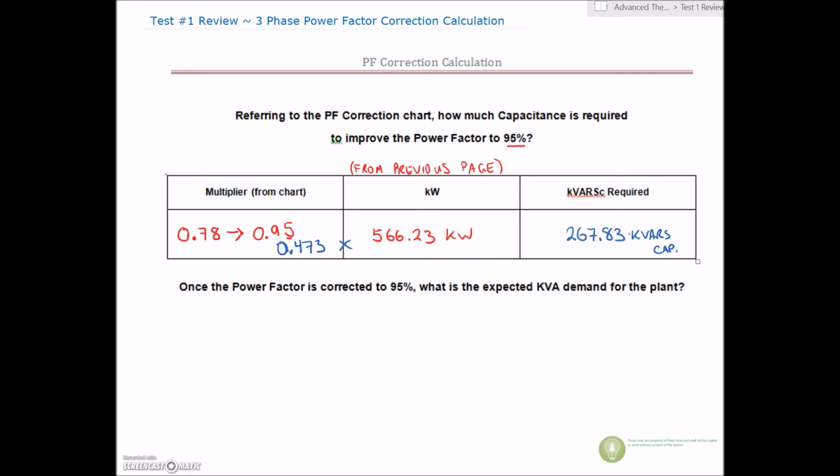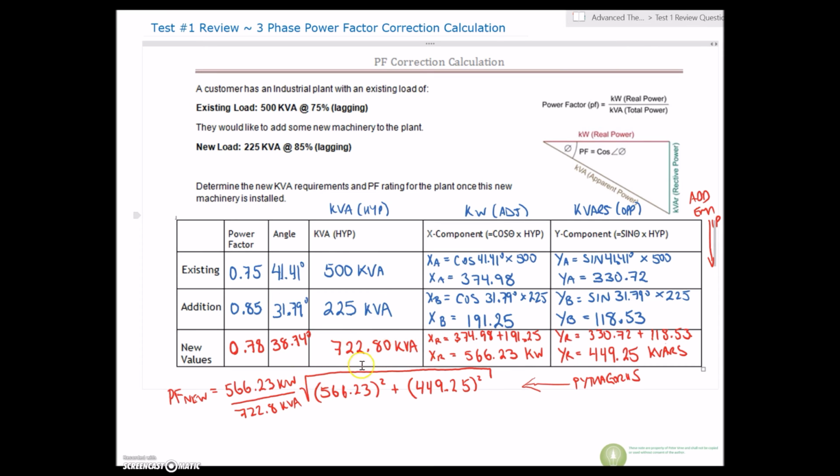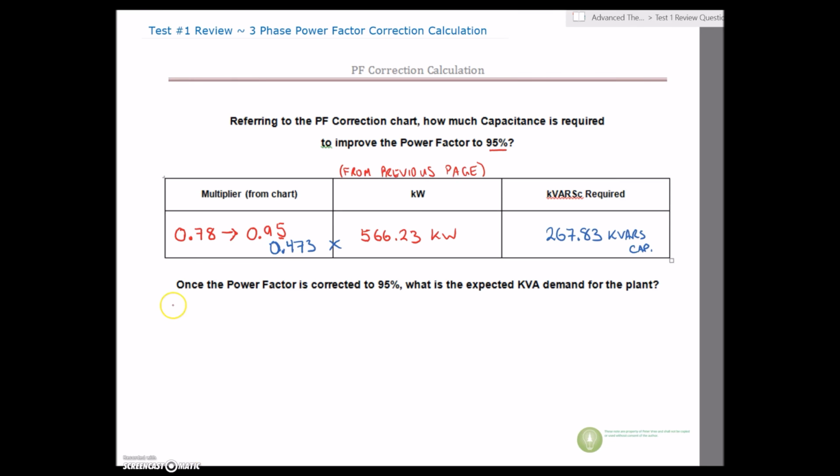So now that we've done all that, now we can find our new kVA once we've put these capacitors in. If we look at our previous kVA, our previous combined kVA was 722.8 kVA. So we had our old kVA at 722.8 kVA, but that was before we put in this capacitor bank. Once we put in this capacitor bank, then we'll find that our kVA value is going to drop.